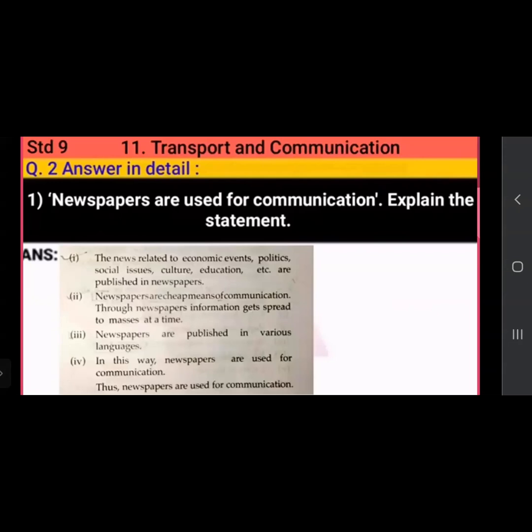Newspapers are a cheaper means of communication. Through newspapers, information gets spread to the masses at a time. So newspapers are the cheapest means of communication. They are very cheap and they can provide the information to many people at a time. Newspapers are published in various languages, so in multiple languages. In this way, newspapers are used for communication. Thus, newspapers are used for communication. So the explanation of this statement is done.